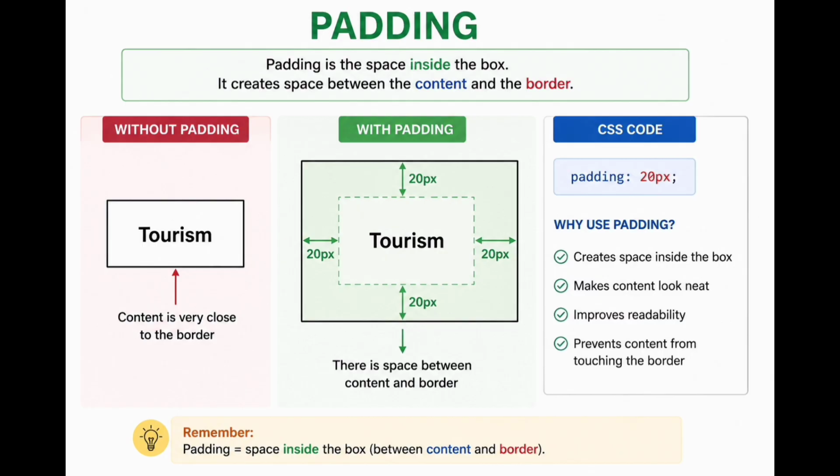And the second one is padding. Padding is the space inside the box. It creates space between the content and the border. Here you can see the difference. We have given padding equal to 20 pixels, and this padding makes the content look neat and easier to understand.